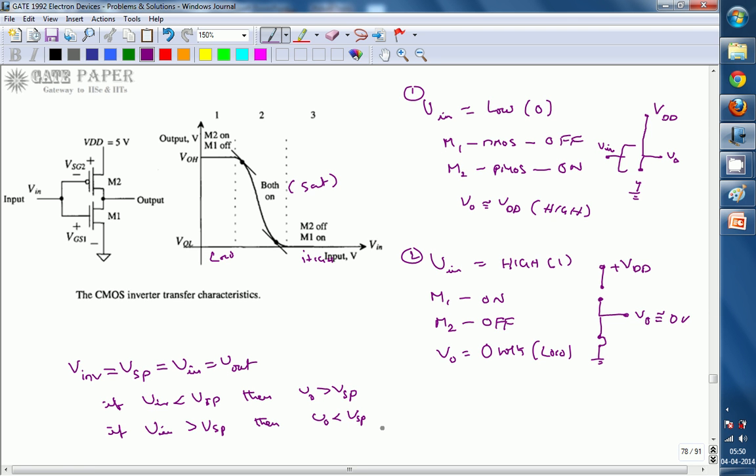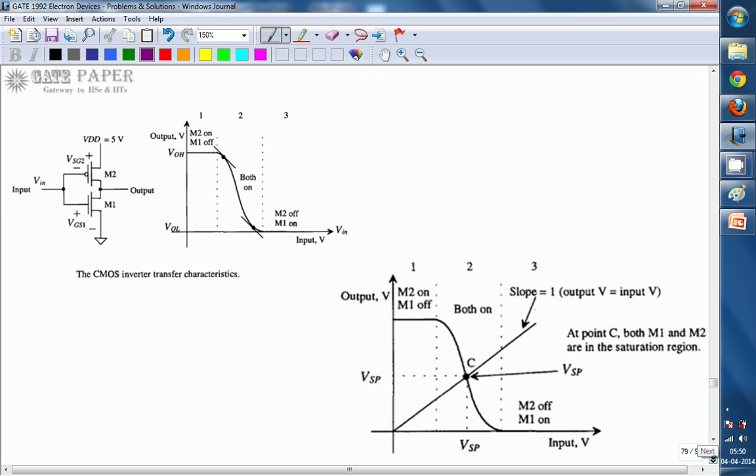This can be calculated in two ways. One is the graphical way, and the other is the analytical way. First we will see how to calculate it the graphical way.